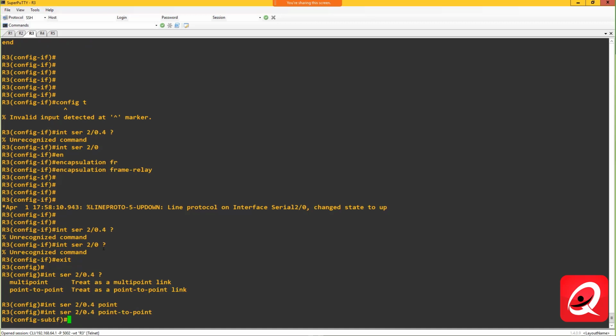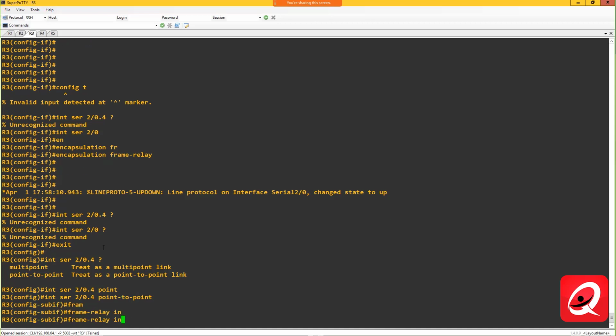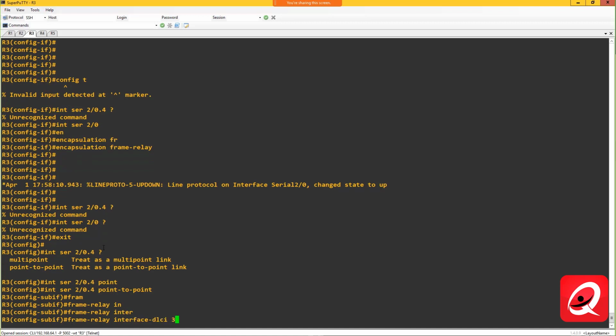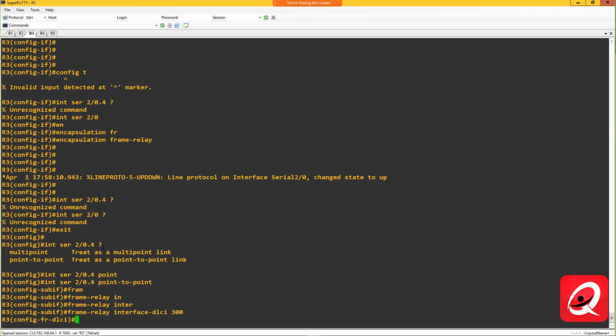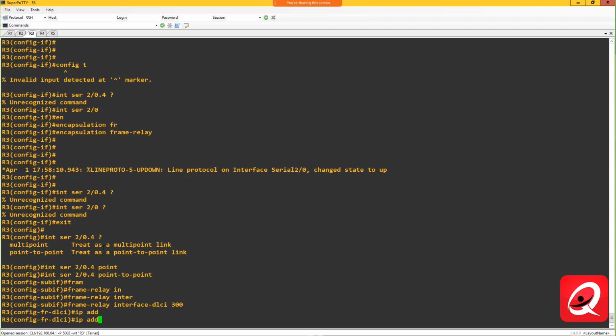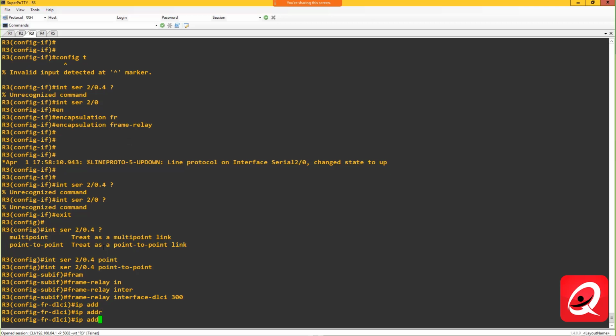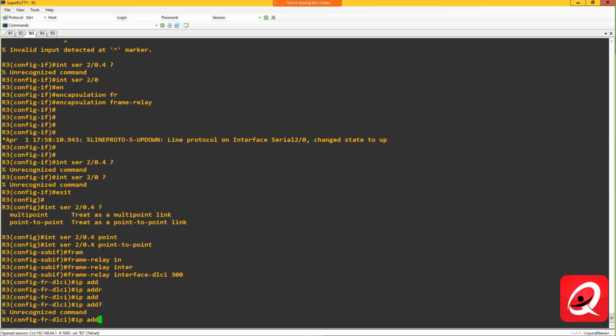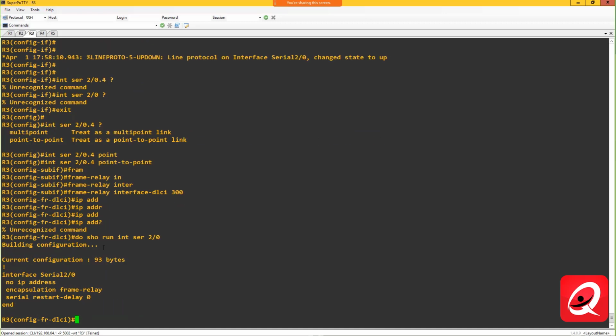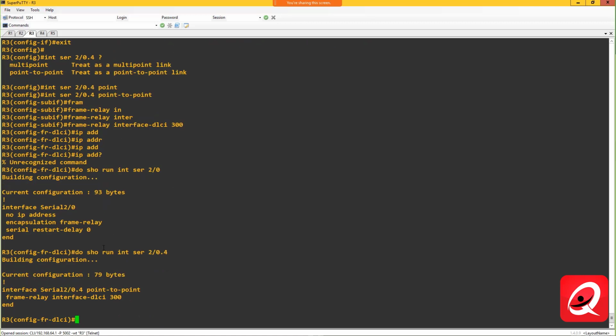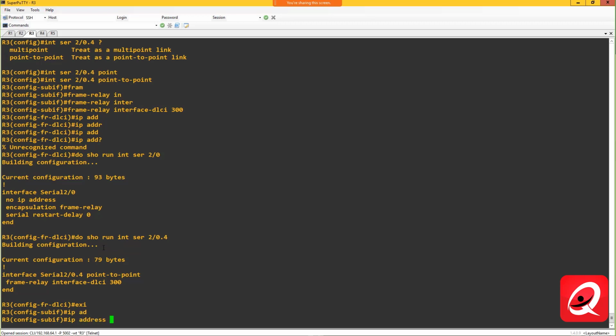We're going to do a point-to-point, and then we're going to do a frame-relay interface-dlci. We're going to tie DLCI 300 to this interface and give it an IP address. Why isn't it letting me assign an address? Oh, no, that should be it. 0.4, exit. I keep doing that. I'm trying to use my tab completion when I'm not in the right mode.